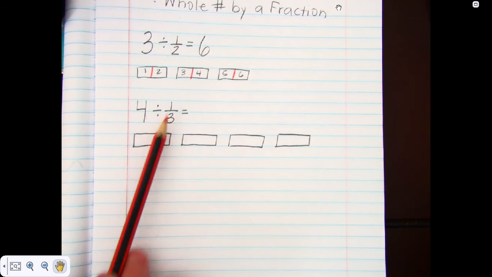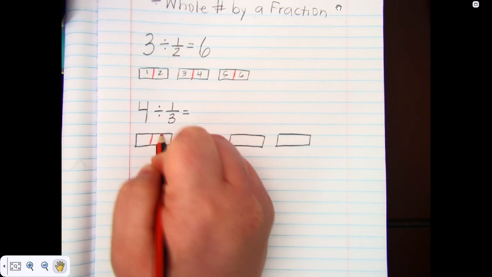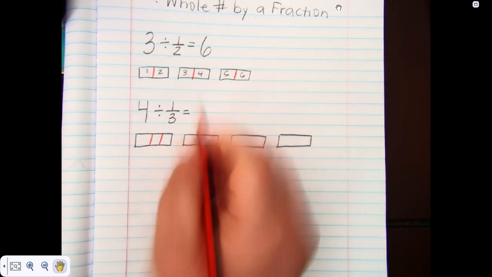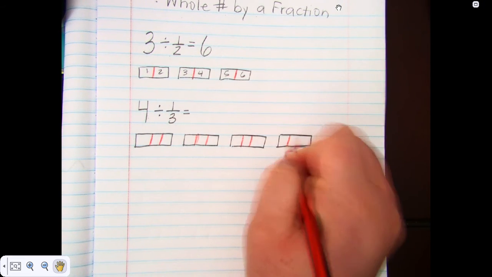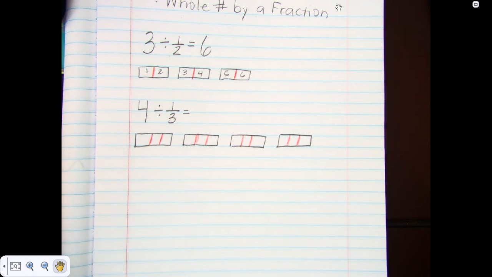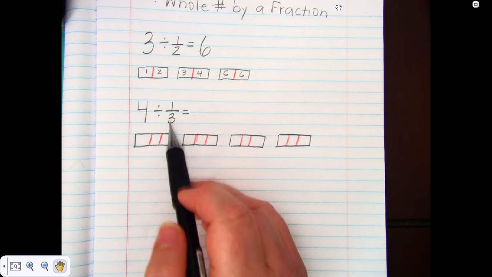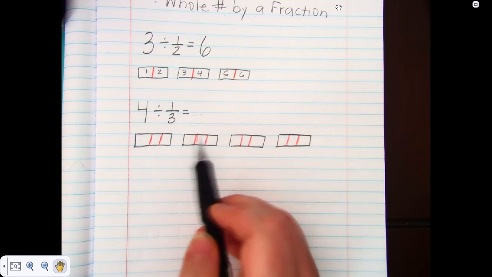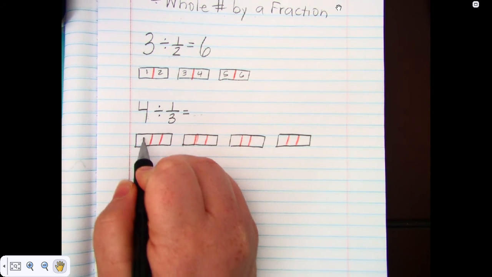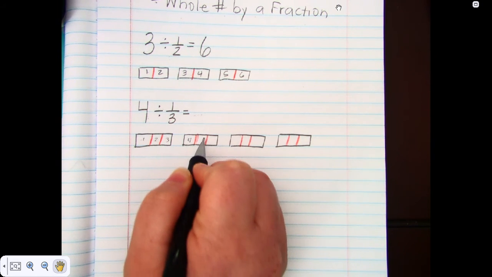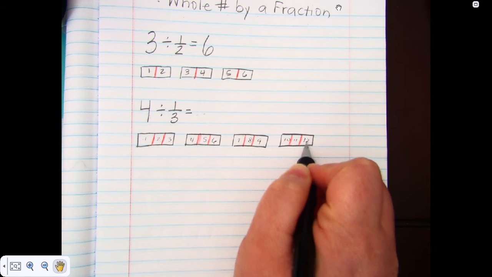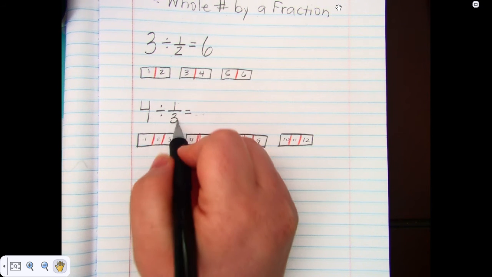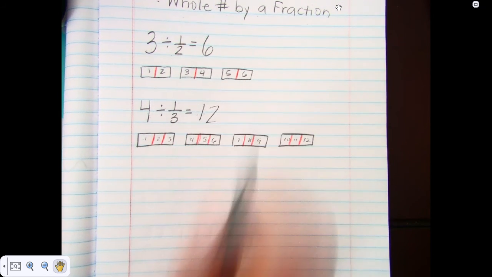So here we have 1/3. So I need to split each one of those boxes into 3 pieces. So I'm going to do that now, splitting each one into 3 pieces. Great. And then to get our answer of 4 divided by 1/3, I just need to count how many pieces I have now. So I have 1, 2, 3, 4, 5, 6, 7, 8, 9, 10, 11, 12. I have 12 pieces, so 4 divided by 1/3 is 12.